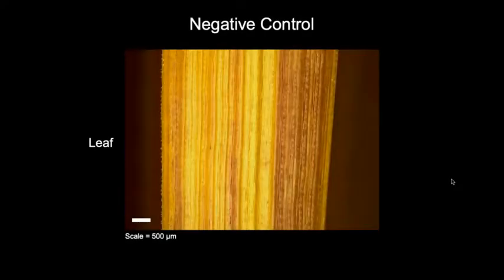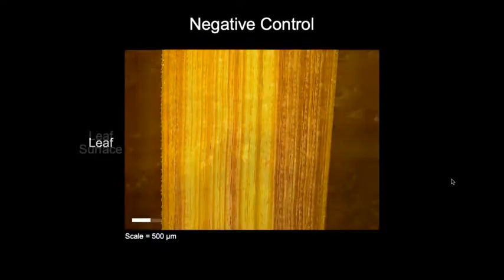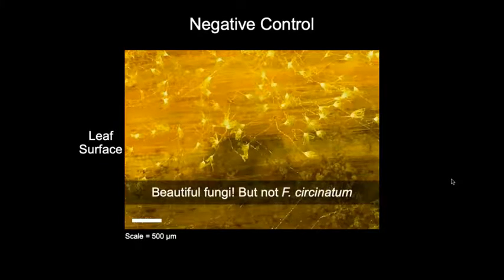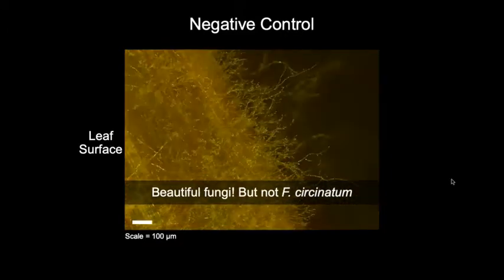So here's our negative control leaves. These are magnified. So we've got clean leaves that we could see, but we also saw some fungi growing off of them. And these fungi were really gorgeous, but they didn't look like Fusarium circinatum. So they had different structures of spores that we had not observed in the picture that I showed you earlier of the one characteristic of circinatum. But I think they're beautiful fungi, so I wanted to show you guys a few pictures.